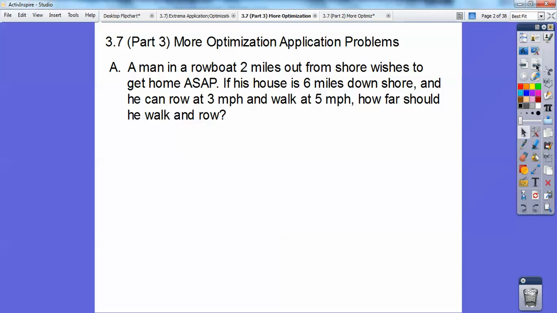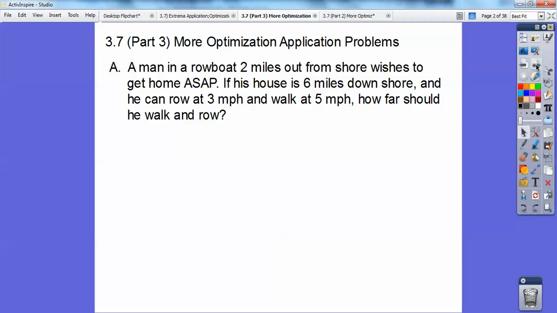So a man in a rowboat is 2 miles out from the shore and wishes to get home as soon as possible. If his house is 6 miles down the shore and he can row at 3 miles per hour and walk at 5 miles per hour, how far should he walk and how far should he row?